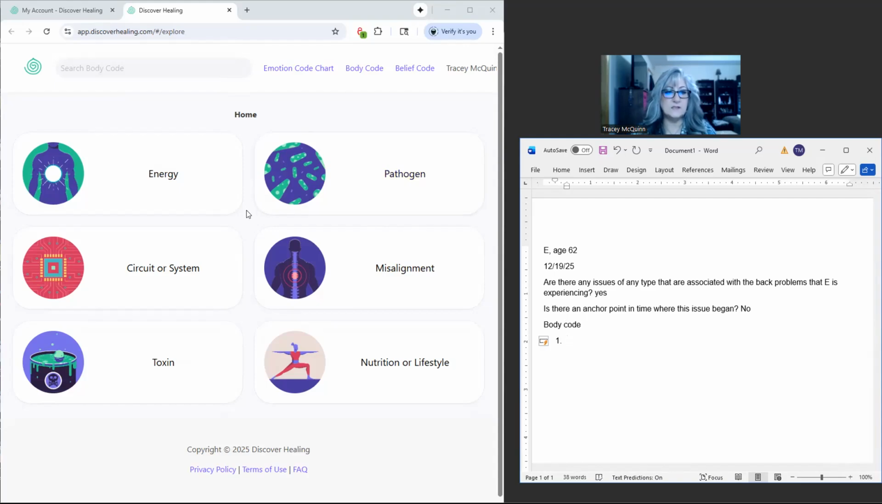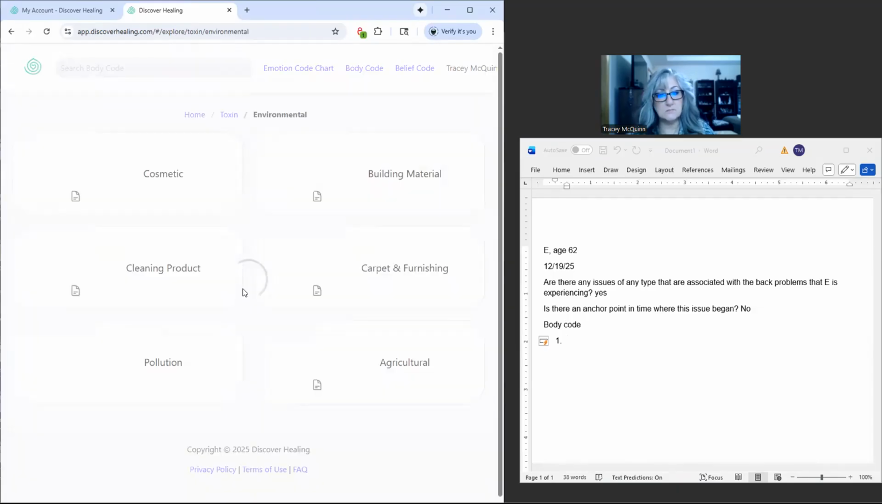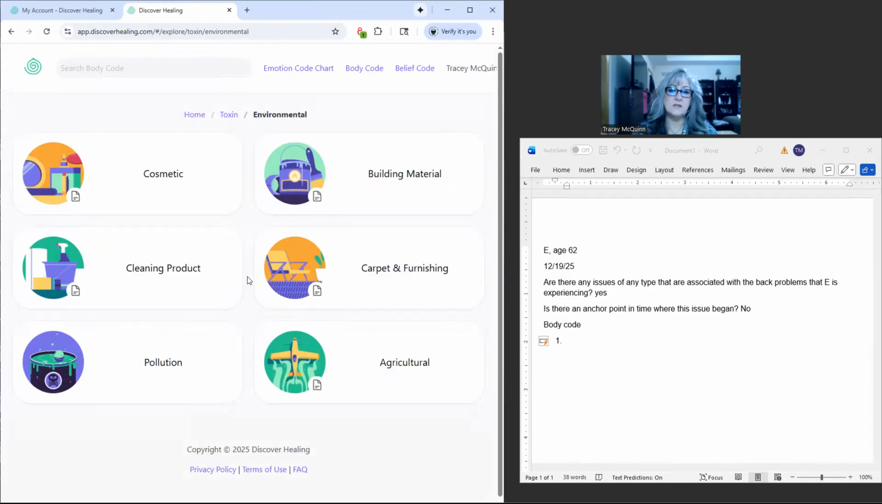Is it on the left side? Is it energy, circuit, or system toxin? That's interesting. Okay, is it on the left? Is it on the right? Is it heavy metal, excess, electromagnetic, environmental? Okay. Is it on the left side? Is it on the right side? Is it building materials, carpet and furnishing, agricultural? Is it on the right side? Is it on the left? Okay, left. Is it cosmetic? Is it cleaning product? Cleaning product.